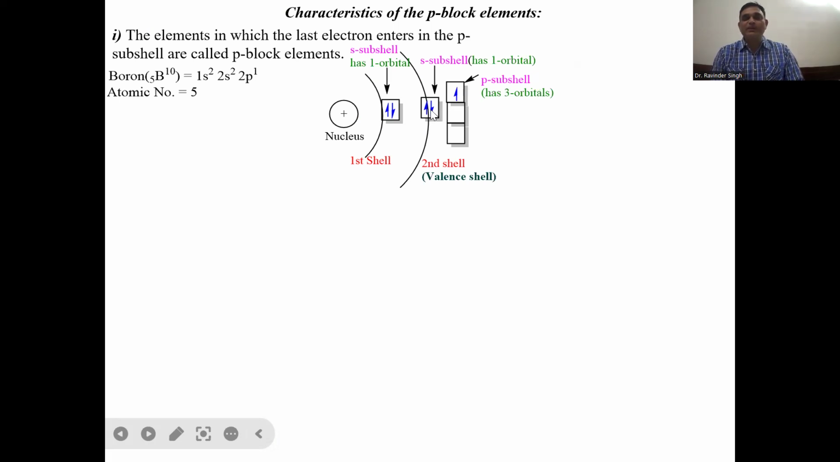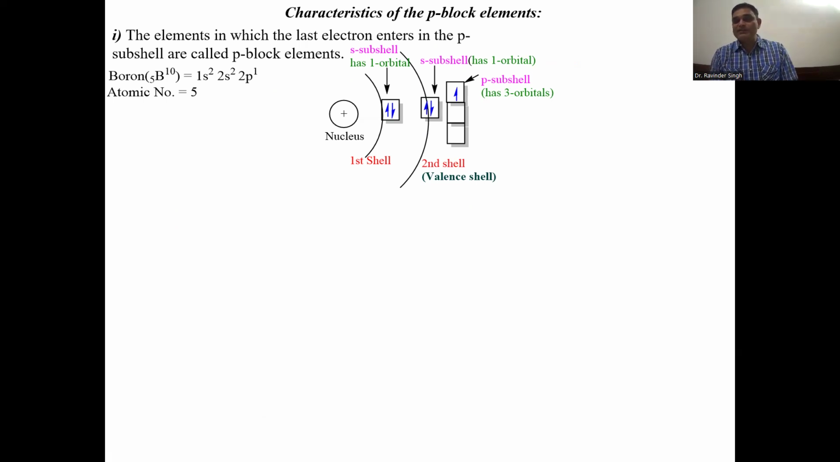Means one of the 2s electrons can jump into the 2p. So there can be a maximum of 3 unpaired electrons after that jump. Why can the 2s electron jump into the 2p? Because of the very small energy gap between the 2s and the 2p subshells. Due to this very small energy gap, the 2s electron can jump into the 2p, and thus it can increase its valency.